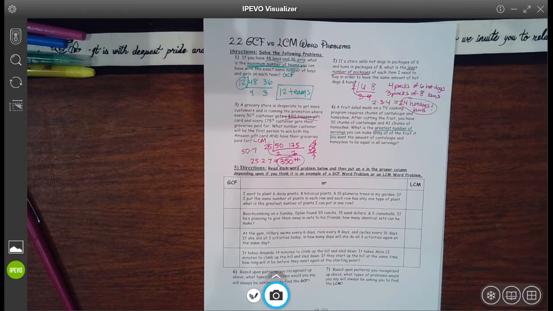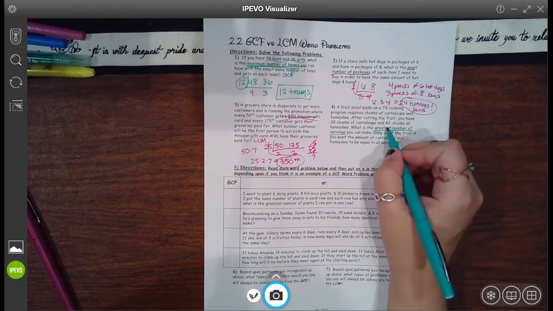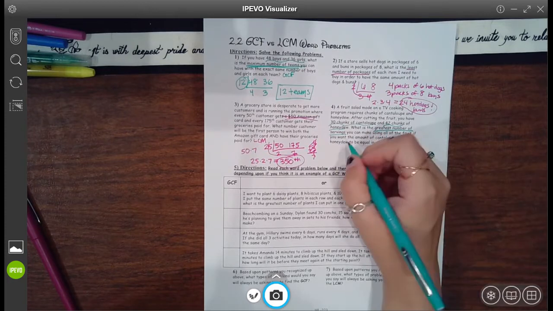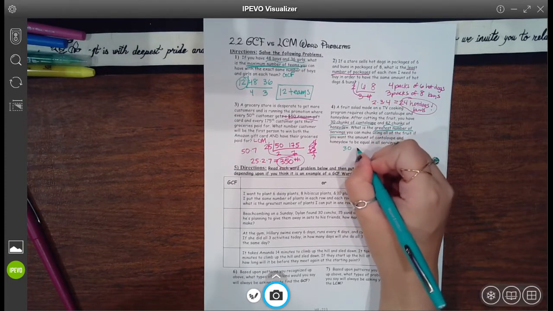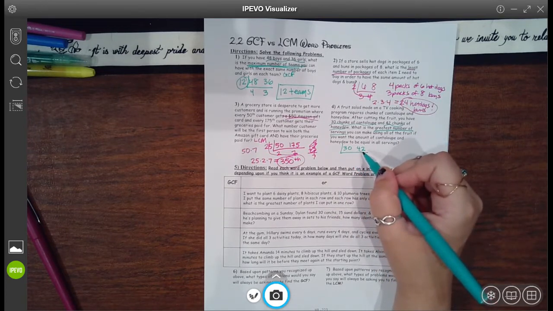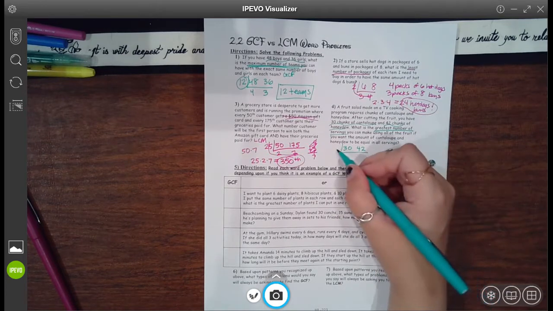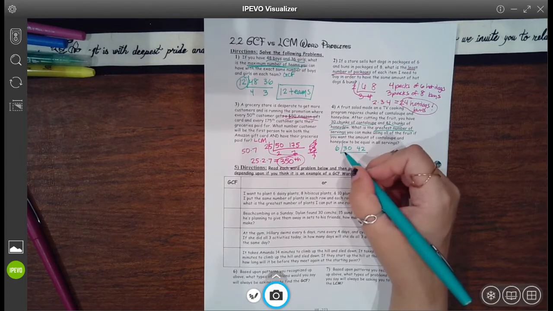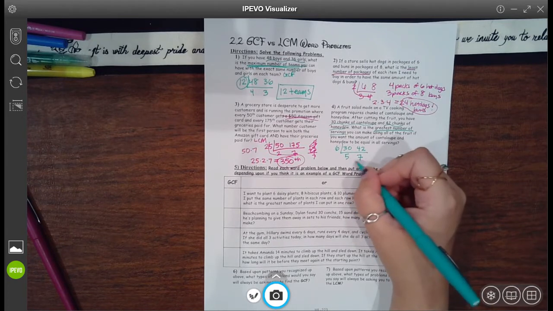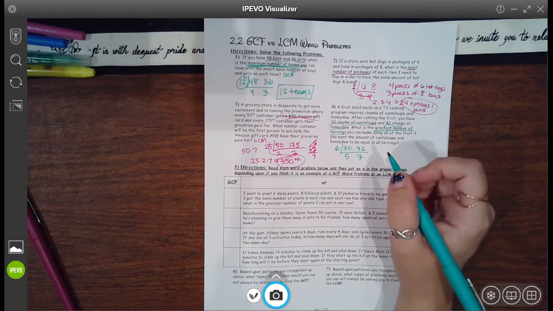All right, well, they kind of told you right there, you're trying to find the GCF. So you have 42 of honeydew and 30 chunks of cantaloupe. So you're trying to find the GCF of 30 and 42. Well, what can go into both 30 and 42? I know 6 can. 6 times what is 30? 5. And 6 times what is 42? 7. Can anything go into 5 and 7? Nope. So that's it. You're done.